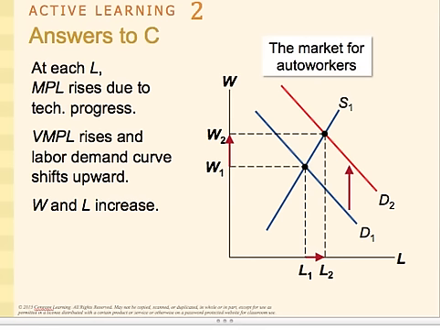And the value of marginal product of labor rises, and the labor demand curve shifts upward. So this is the demand for auto workers. Okay, so they demand more to work with this new tech, which can produce more. So wages go up and labor goes up.